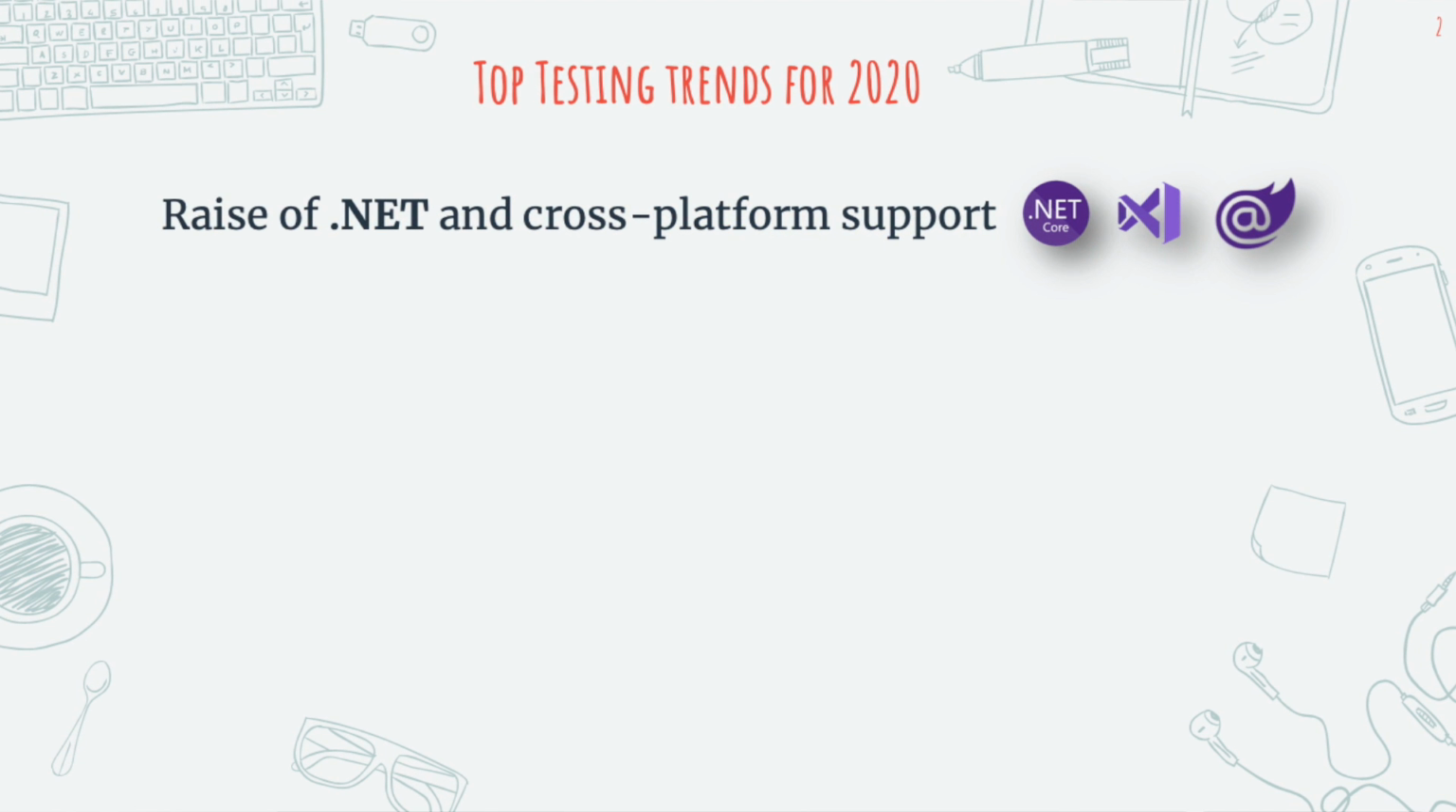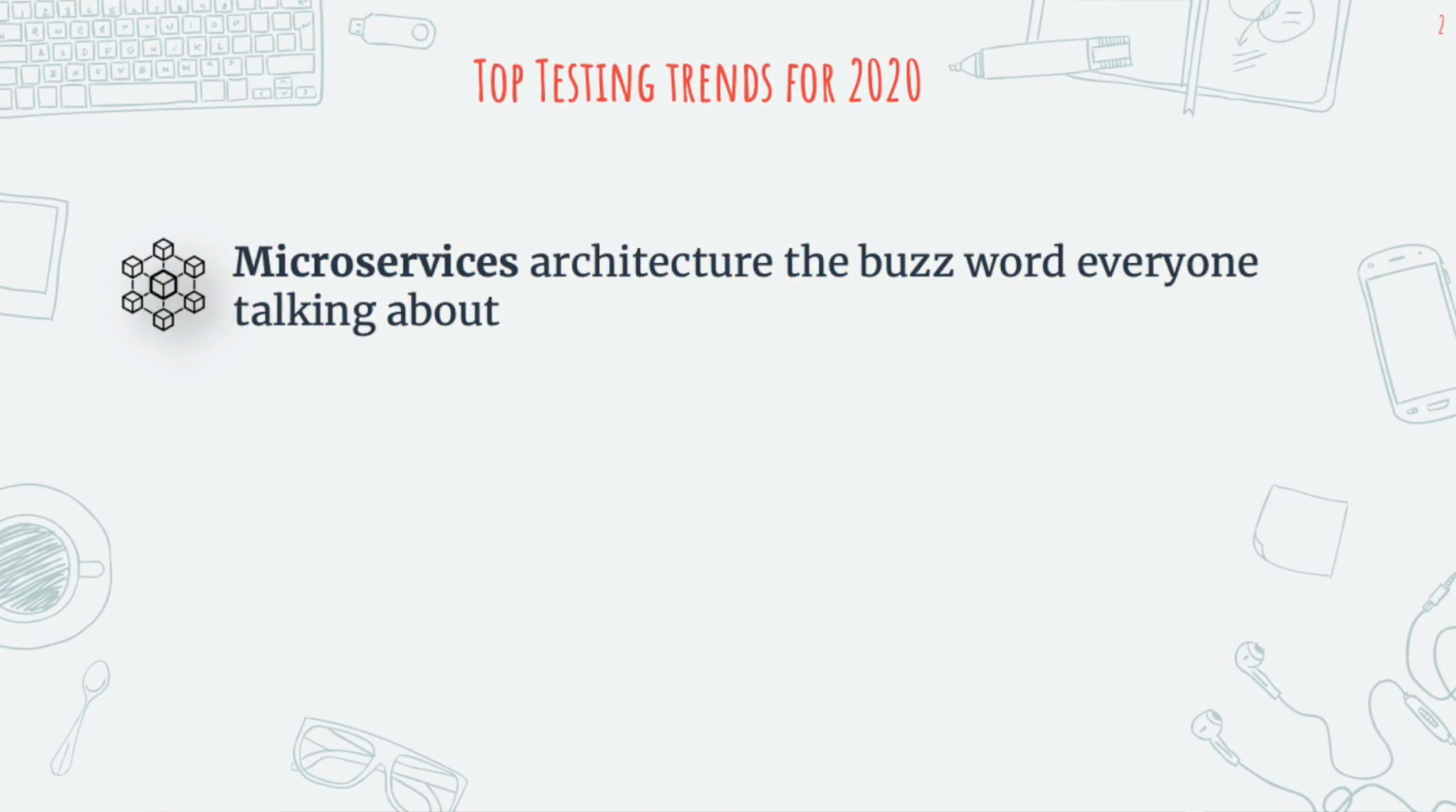So the first topic is the rise of .NET and cross-platform support. This is really going to affect a lot in our automation department. We'll be talking about that in detail in a couple of minutes. And the next one is microservice architecture, the buzzword everyone is talking about.